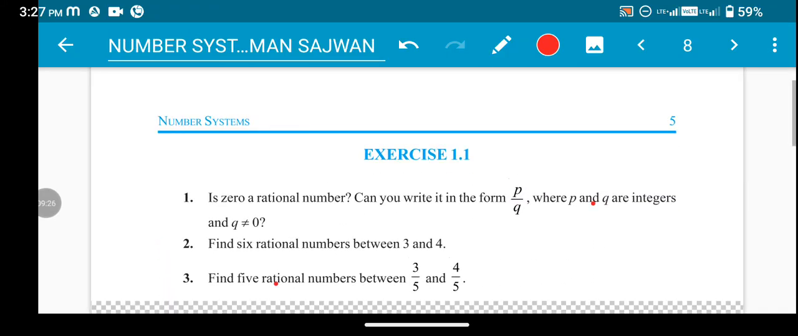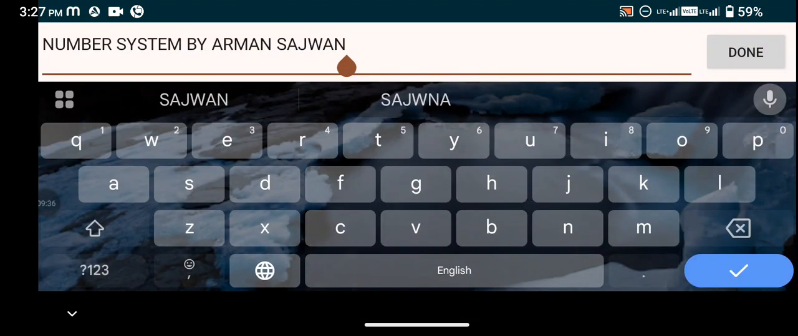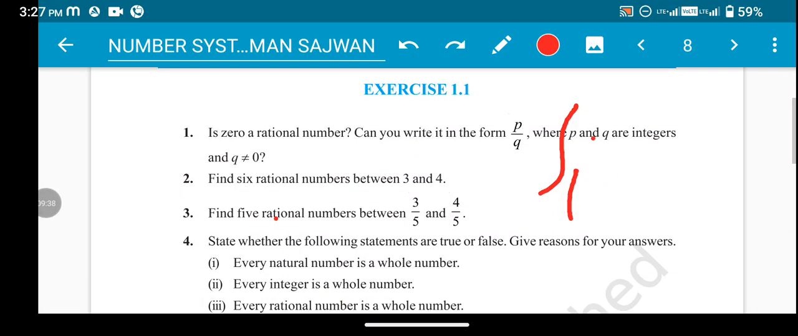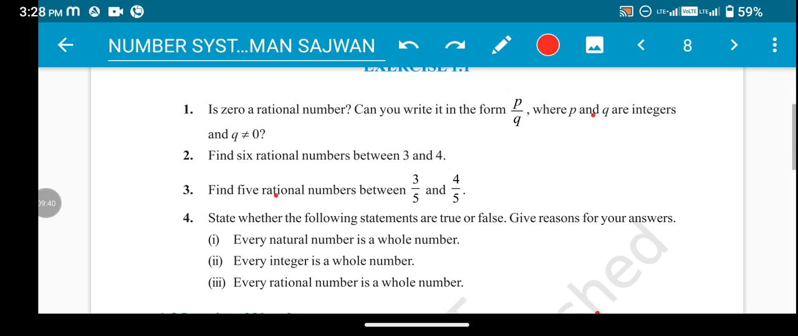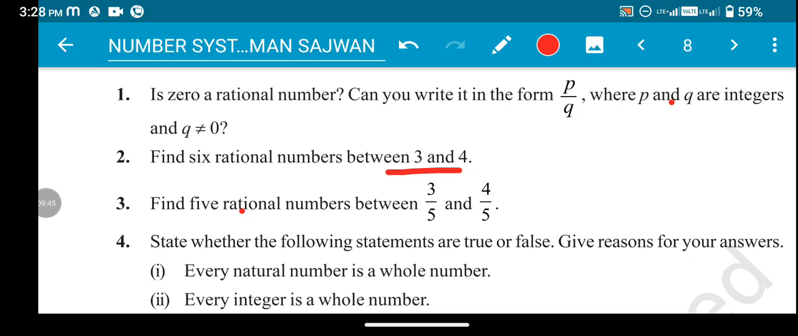Is 0 a rational number? Can you say 0 is a rational number? Find 6 rational numbers between 3 and 4. What are the 6 rational numbers between 3 and 4 which lie between 3 and 4?